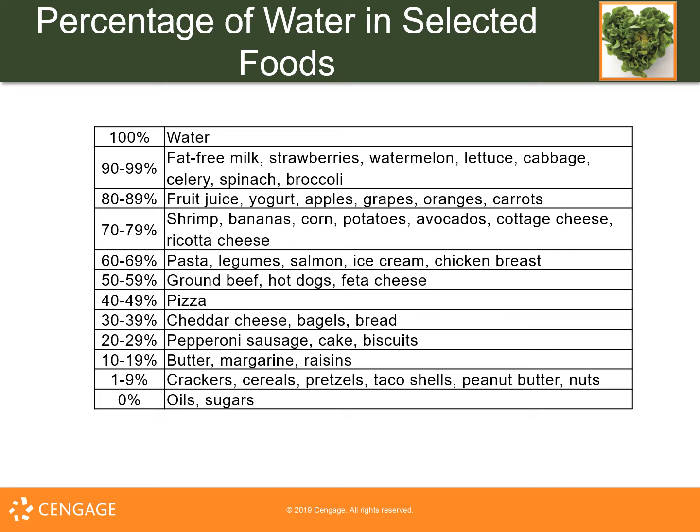Okay, so you should know that fruits, vegetables, and other beverages like milk and fruit juices have a higher percentage of water compared to other food groups.